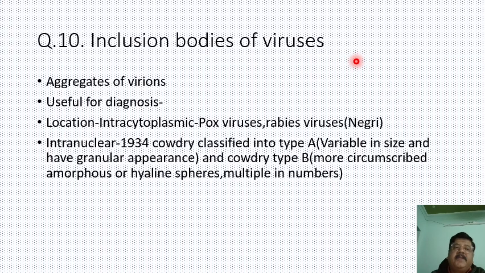Then come to the last question: inclusion bodies of the viruses. Aggregates of the virions, useful for the diagnosis. Location: intracytoplasmic, for example, pox viruses, rabies virus. The inclusion body for rabies virus is called Negri bodies.